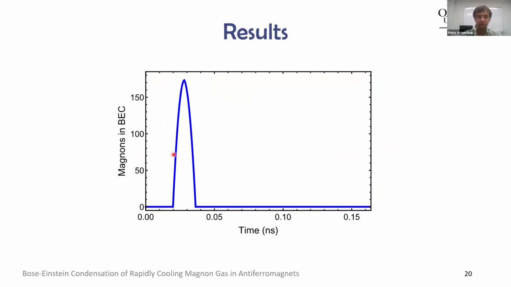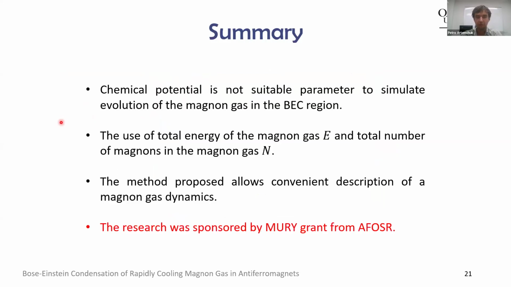And here we can see an example of the pulse of the Bose-Einstein condensate formed as a result. In summary, you can say that chemical potential is not a suitable parameter to simulate evolution of the magnon gas in the region of Bose-Einstein condensate formation. We use total energy of the magnon gas and the total number of magnons in the magnon gas to describe the system. The method proposed allows convenient description of magnon gas dynamics, and this research was sponsored by the MURI grant from the Air Force Office of Scientific Research.